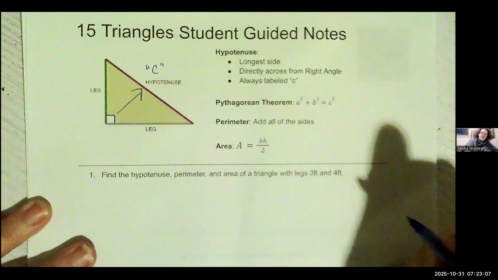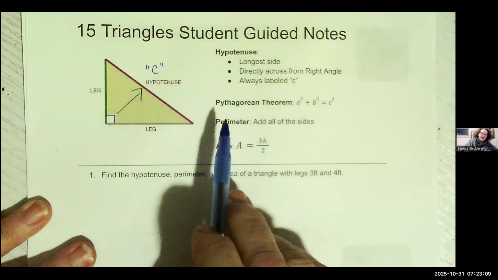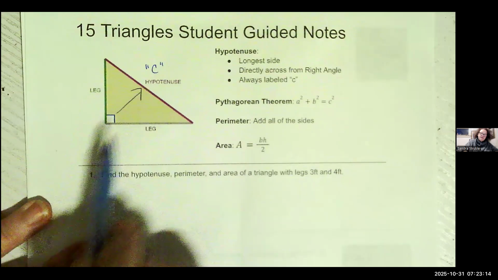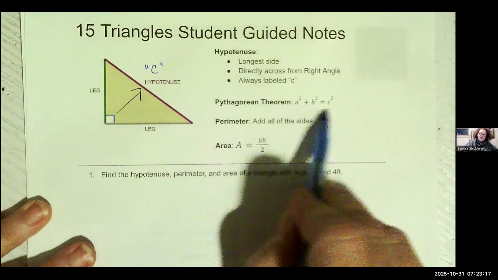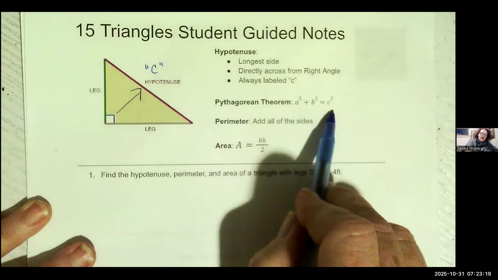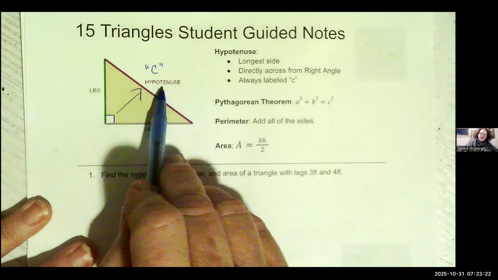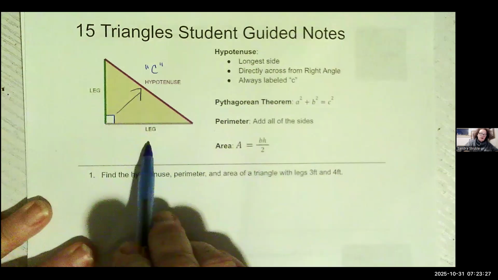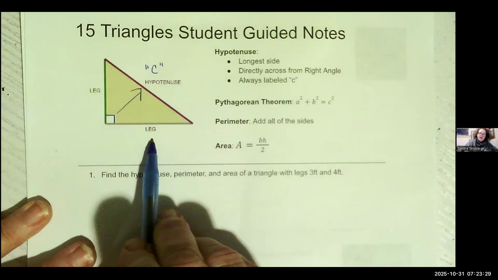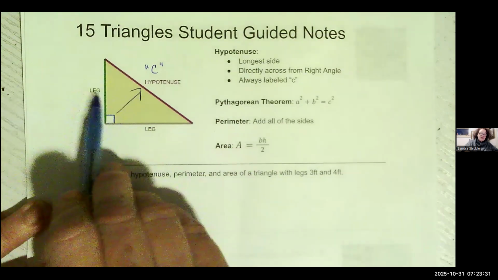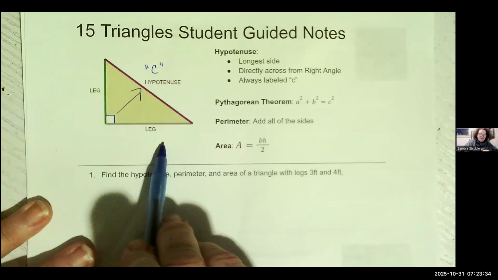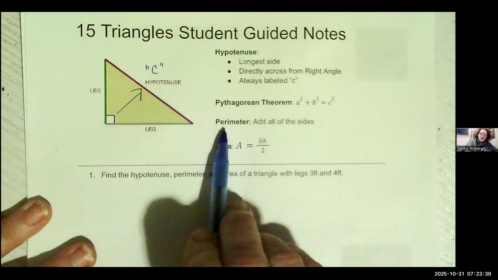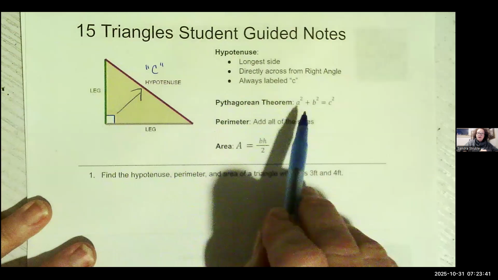And if you have two sides, say you have both legs and you need to find the hypotenuse, we're going to use the Pythagorean theorem to find that hypotenuse. Say you have just the hypotenuse and a leg. Again, we're going to use the Pythagorean theorem to find that other leg. It doesn't matter which leg you call A or B. The only thing that matters is that you call your hypotenuse C. Okay. The perimeter, once you find all of your legs and hypotenuse, you just add up all your sides.